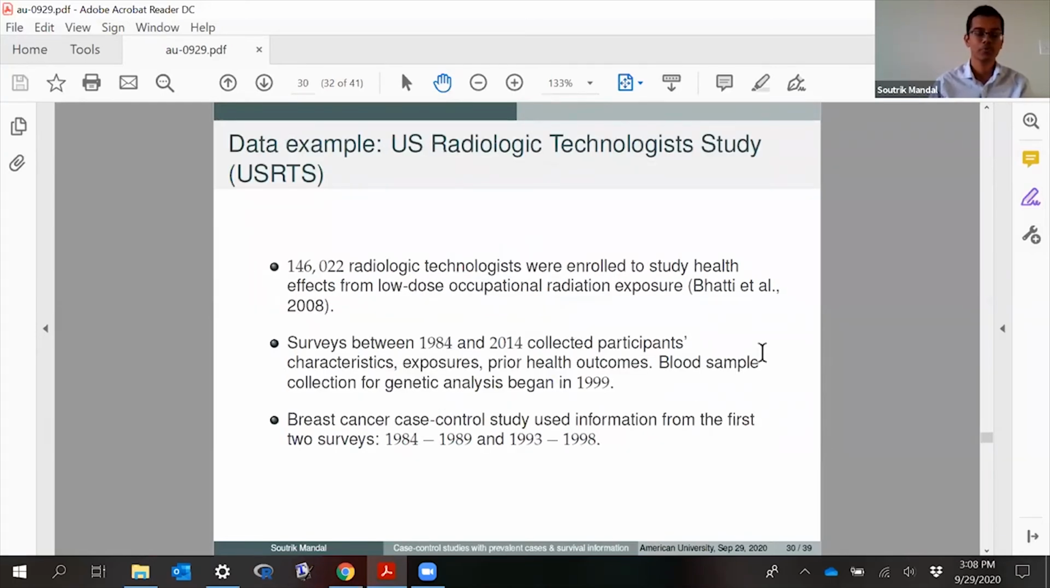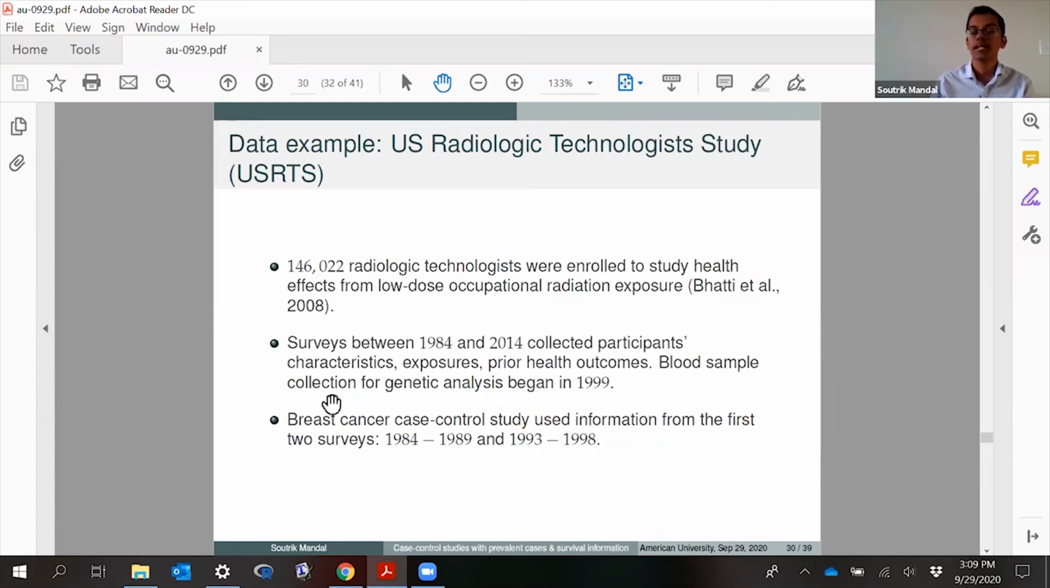Okay, now I'm going to get to the real data example, which is the United States Radiologic Technologists study. So 146,000 radiologic technologists were enrolled to study the health effects from low dose occupational radiation exposure. And several surveys were conducted between 1984 and 2014, and they collected information on participants' characteristics, exposure, prior health outcome, etc.